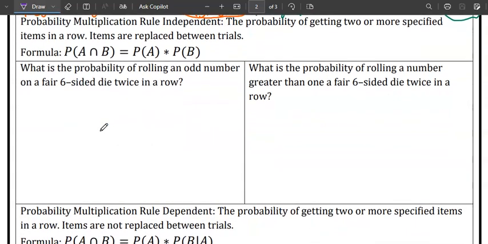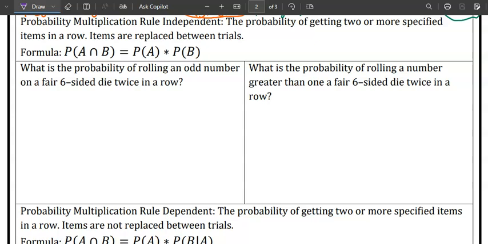Probability multiplication rule, independent. The probability of getting 2 or more specified items in a row. Items are replaced between trials. Formula: P of A and B equals P of A times P of B.